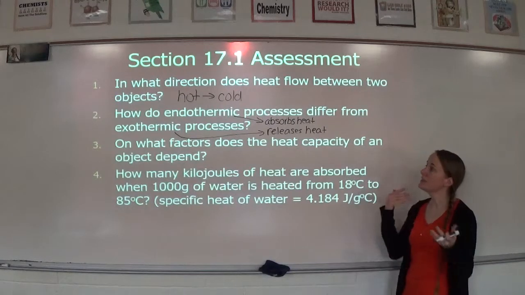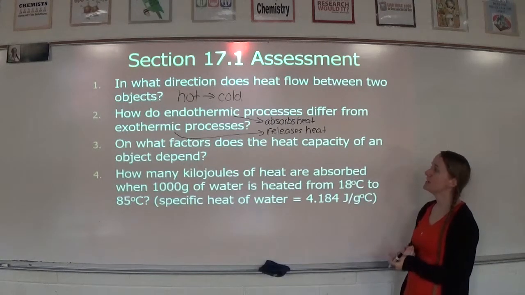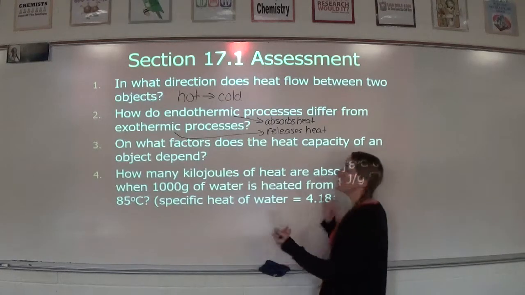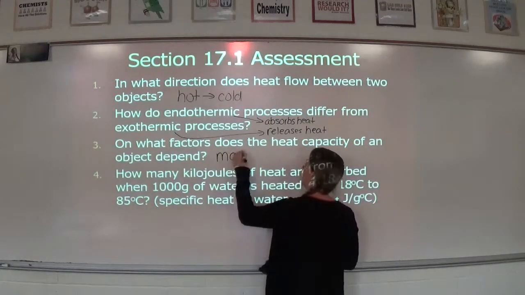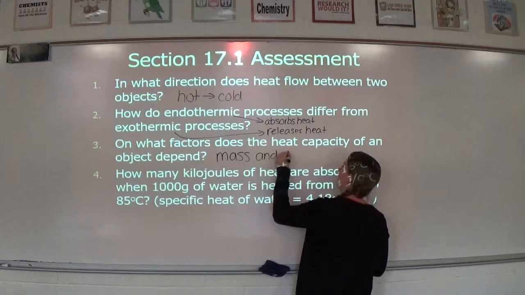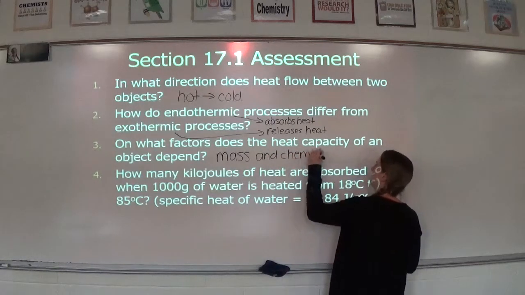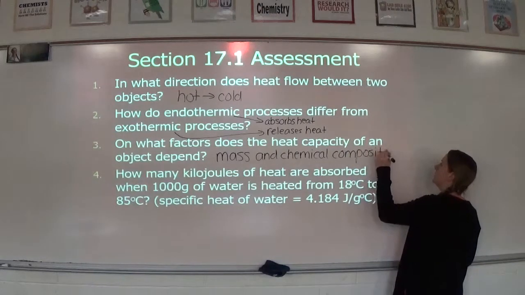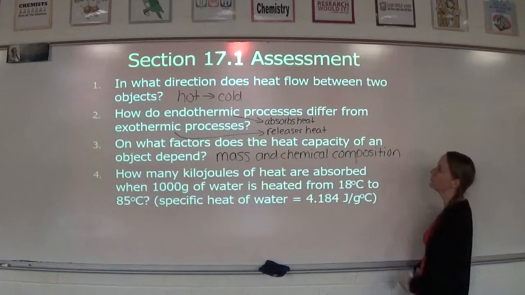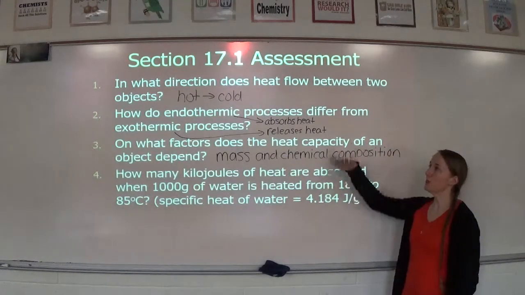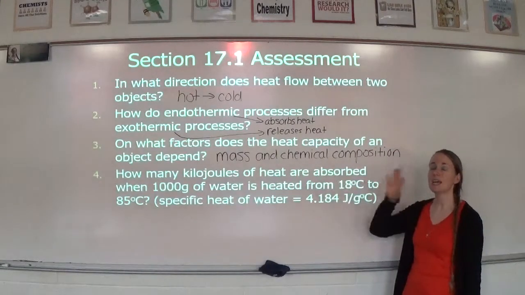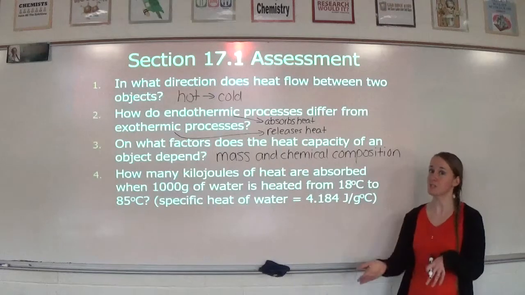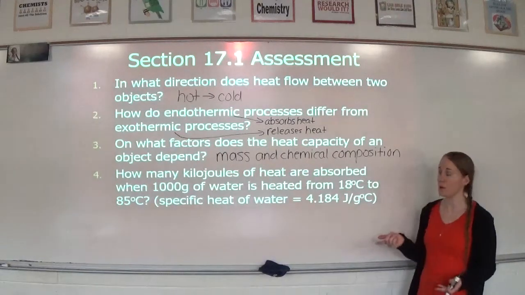So number 3, it says, on what factors does the heat capacity of an object depend? Well, if you remember, that was the cup of water and swimming pool water example. So one thing is mass. And the other thing was chemical composition. Remember, each type of substance will have its own numbers in this chapter. That's why if you just saw in the last question, mercury had its own specific heat. Olive oil in the previous one had a different specific heat because it has a different chemical composition.